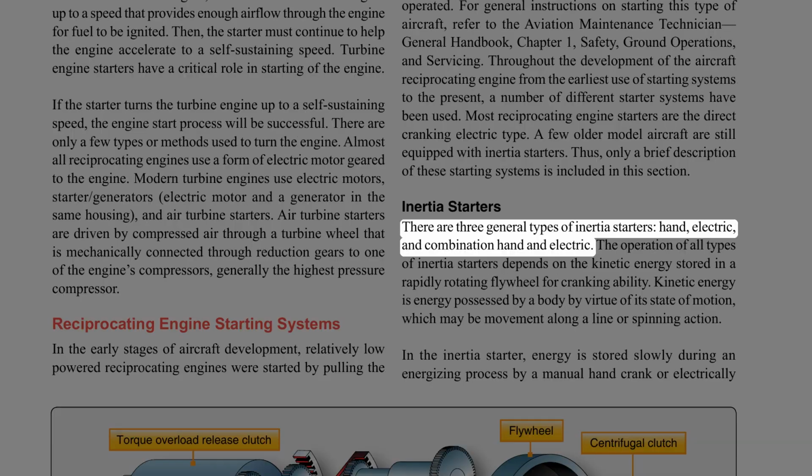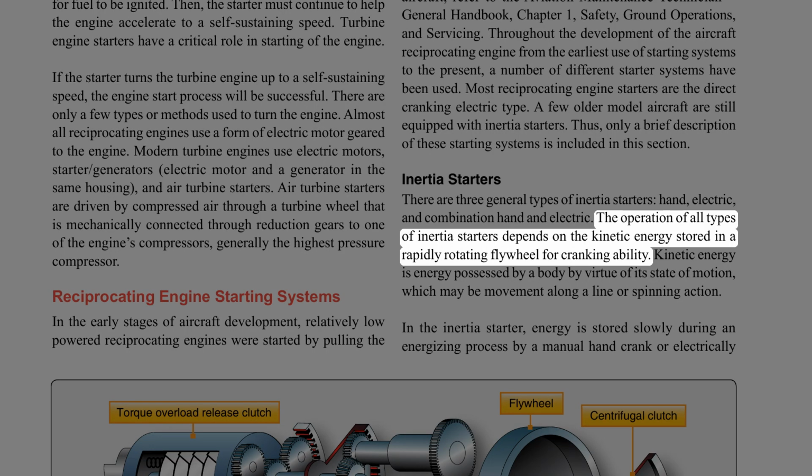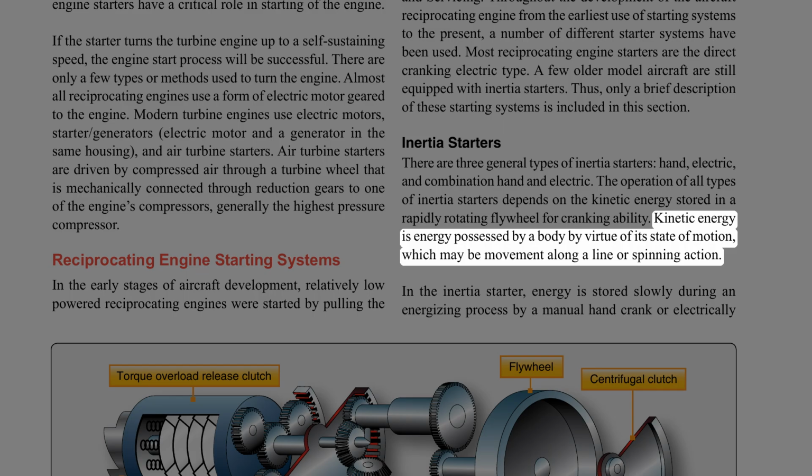Inertia starters. There are three general types of inertia starters: hand, electric, and combination hand and electric. The operation of all types of inertia starters depends on the kinetic energy stored in a rapidly rotating flywheel for cranking ability. Kinetic energy is energy possessed by a body by virtue of its state of motion, which may be movement along a line or spinning action.